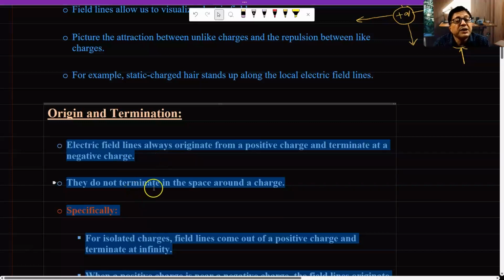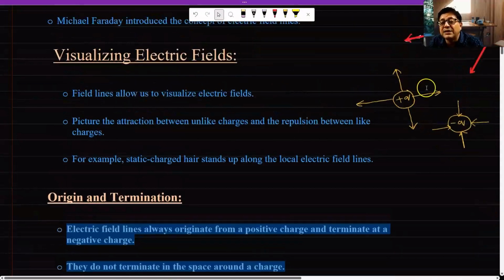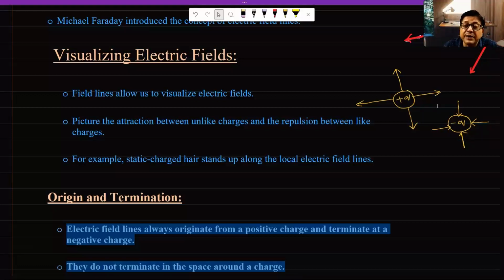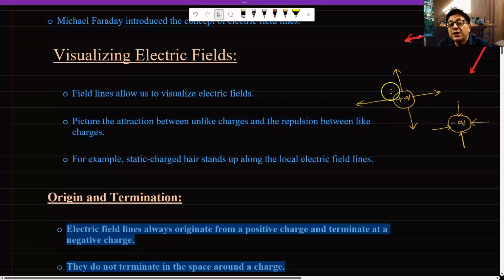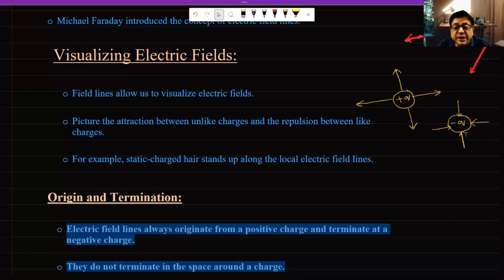Number 2, they do not terminate in the space around the charge. You have seen in this example, field lines are going away. Where are they going? They will not terminate anywhere. They will terminate at infinity. So in the region of space in the surrounding of this point charge, there is no scope of terminating the electric line of force. It will continue till infinity.